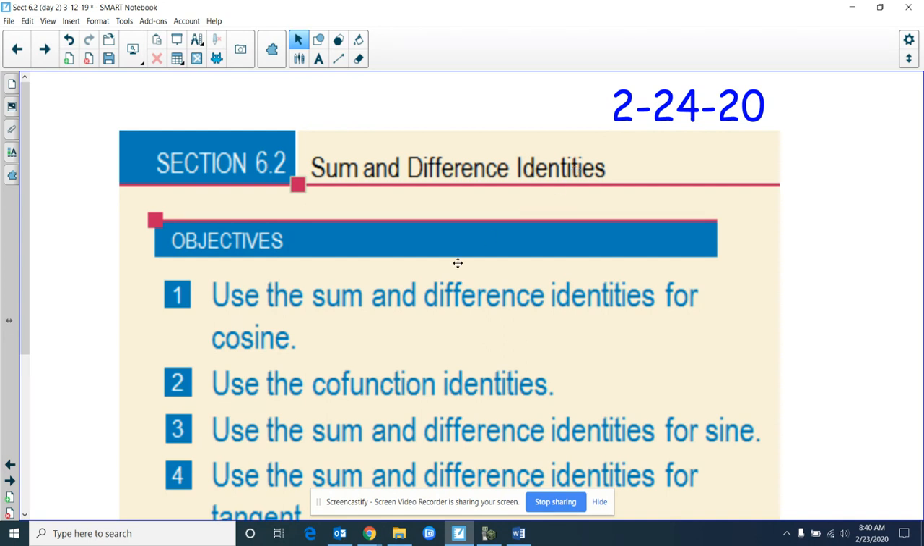But from what we did Friday, you found the sine, cosine, or tangent of different angles using the sum or difference formulas. So sine of 15 degrees, cosine of 195, sine of 285. It allows us to do that. Now there are some other things we do with the sum and difference formulas, and that's what we're going to go over today.